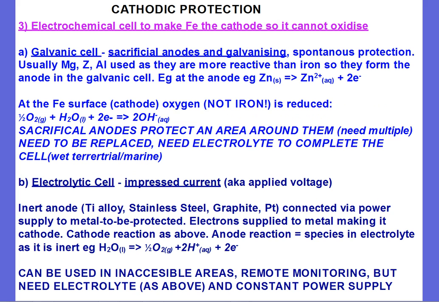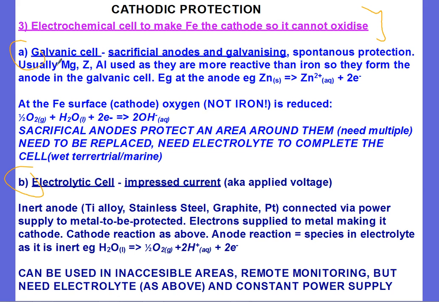Cathodic protection, we touched on this. This is the third type of protection system, and galvanizing is an example of this. What it is, is using an electrochemical cell to make iron the cathode so it can't oxidize. We know RED CAT: reduction occurs at the cathode. If we can make the iron the cathode, it cannot oxidize, therefore cannot corrode. And there are two types: galvanic cell cathodic protection, and also electrolytic cell cathodic protection.